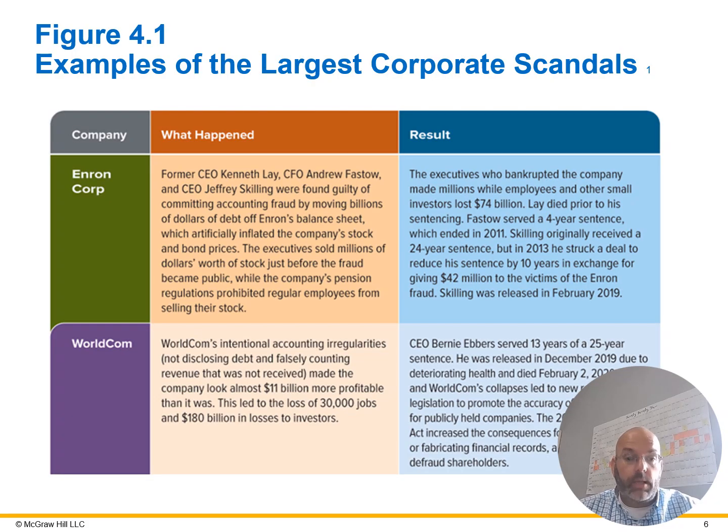You have WorldCom, and once again, accounting irregularities, not disclosing debt and falsely counting revenue that was not received, made the company look like it was $11 billion more profitable than it was. When it came to light, 30,000 jobs were lost, $180 billion in losses to investors. And so once again, this is a significant amount of money that's lost because people are not acting ethically.